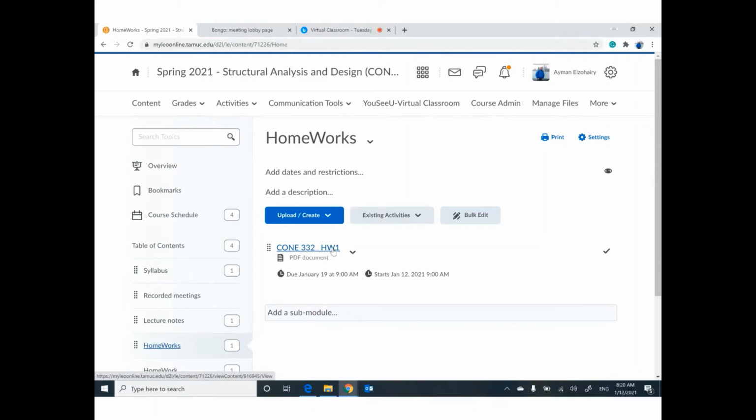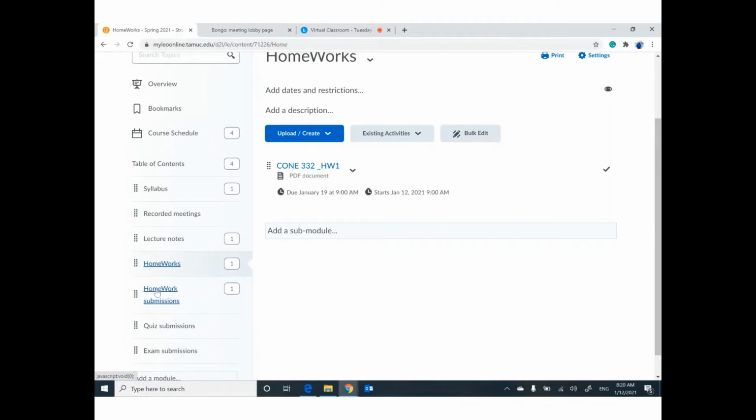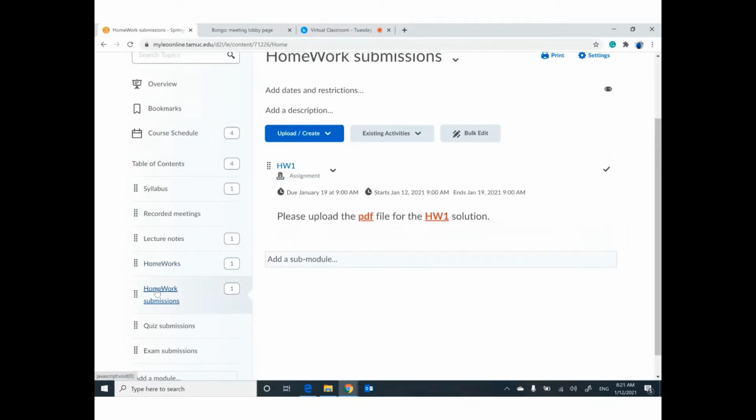Go ahead and download this PDF file. If you would like to print it, that's fine. If you don't, that's okay. Solve your homework. After you are done, please take pictures or convert your solution to a PDF file, as you like. And then we have something here called homework submission.